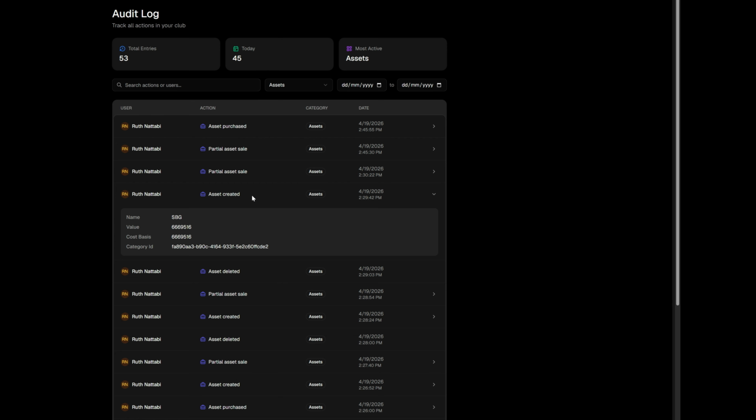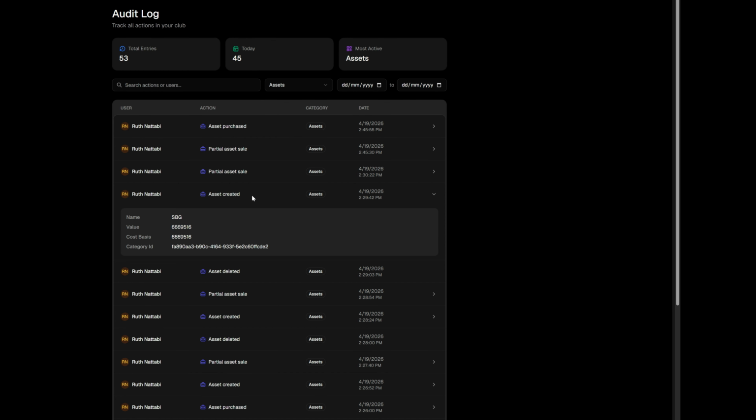If the club bought Bank of Baroda shares, then sold a portion later, then revalued the remaining holding, every one of these steps appears in the audit log as separate entries. Asset created, asset purchased, partial asset sale, asset revalued. The full transaction history is there without having to piece it together from memory or on a different record.